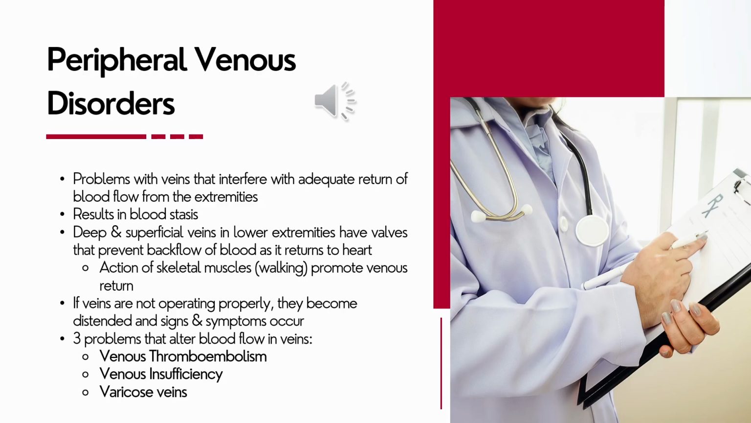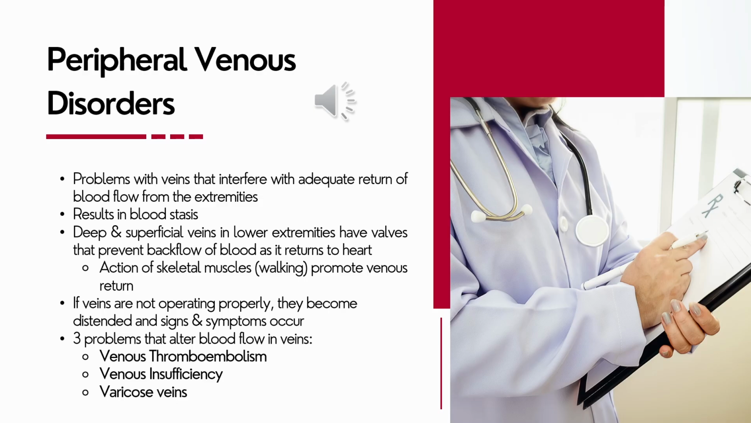So the veins in the lower extremities are divided into deep and superficial veins, both of which are equipped with valves. So valves prevent backflow of blood as it travels upward toward the heart. And it's the action of the skeletal muscles, such as during walking, that plays a crucial role in promoting venous return by compressing the veins and pushing that blood upward. So when veins aren't working properly, they can become distended, and patients may present with various signs and symptoms.